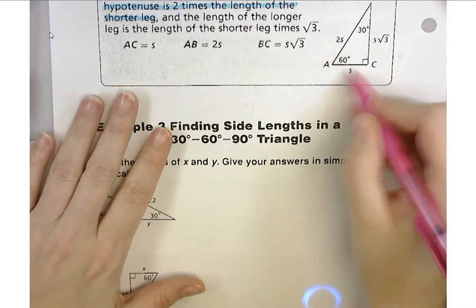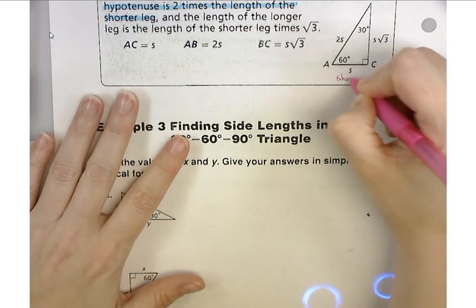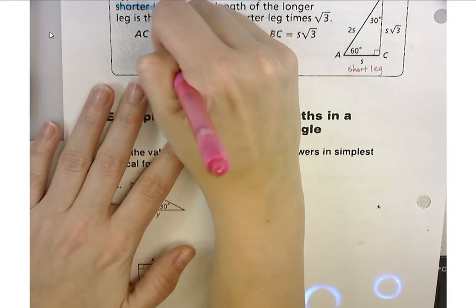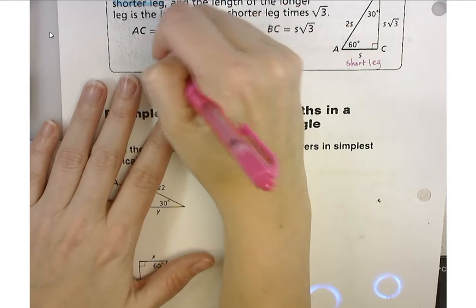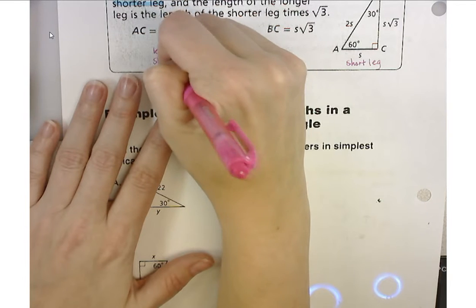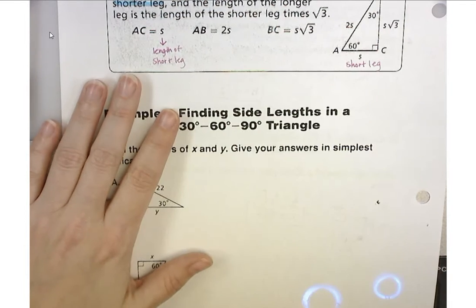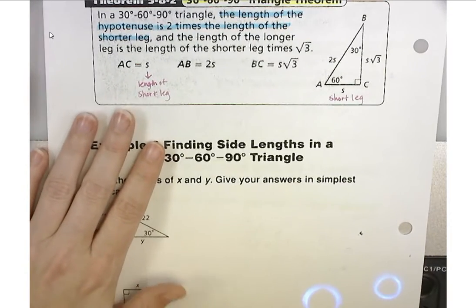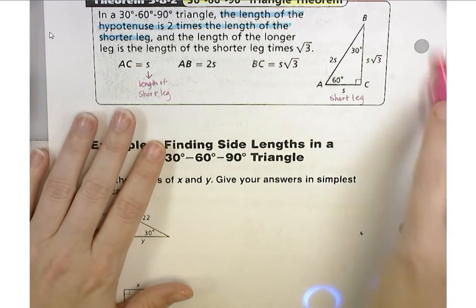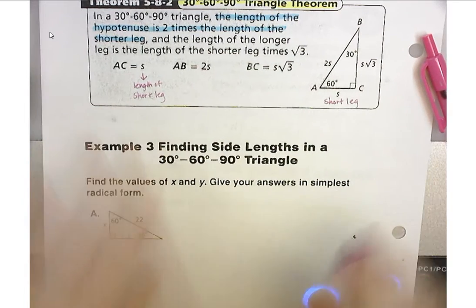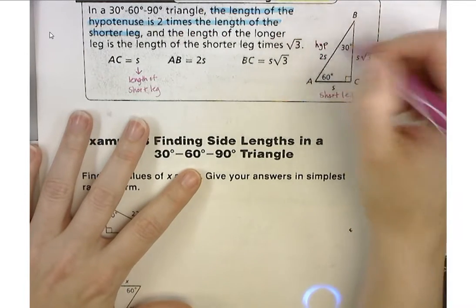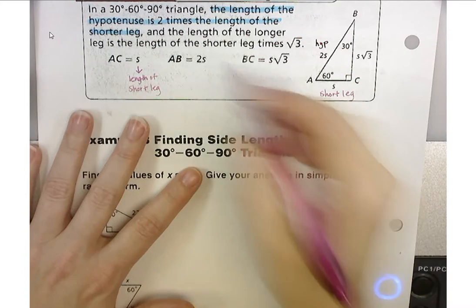So S is the short leg. When they say AC is equal to S, what they're telling you is that S is the length of the short leg. Now, the short leg is always the best one to have because if you look at your 2 equations, these are both going to be related to the short leg. AB is your hypotenuse. You can find your hypotenuse because it's across from the right angle.